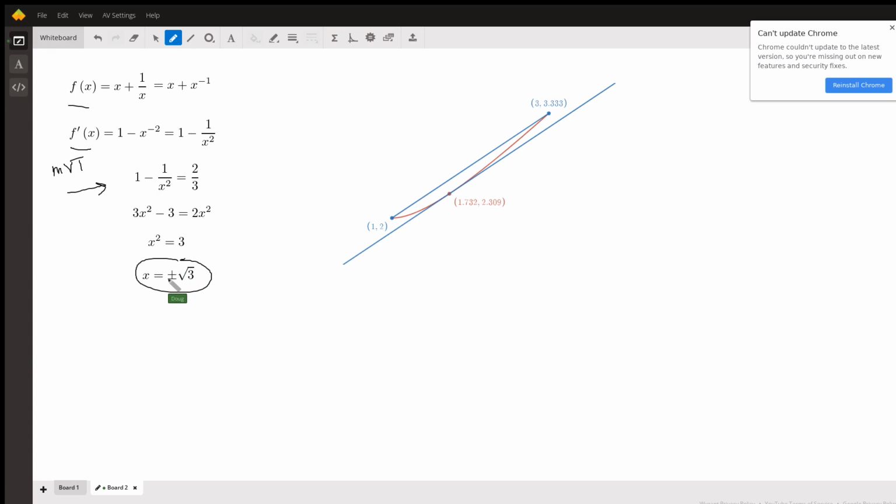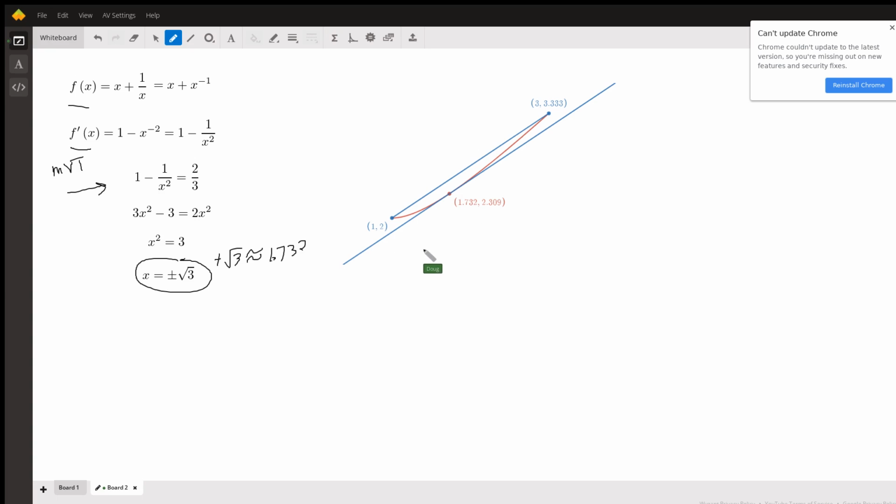However, minus the square root of 3 is not in the interval, but positive square root of 3, which is approximately 1.732, is in the closed interval from 1 to 3.